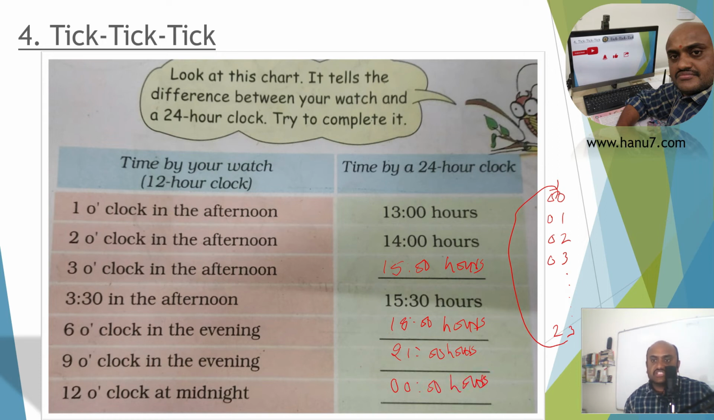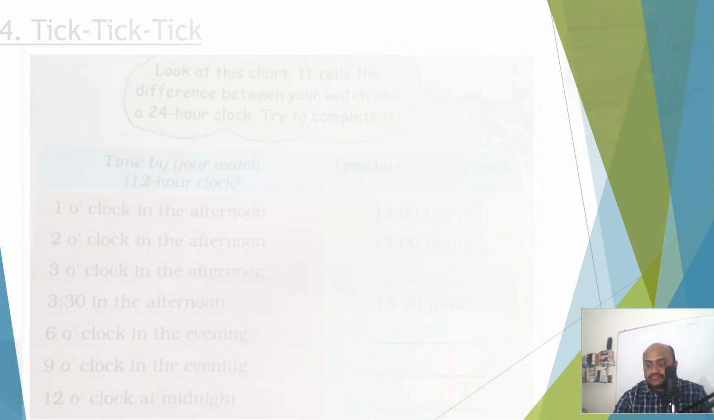It is midnight. Okay, so see here, 12 plus 1 is 13, plus 2 is 14, plus 3 is 15, and 3:30 means 15:30. You can even write 15:45, something like that, if you ask that question. 16 means 18, and then 6 o'clock means 18, 9 o'clock means 12 plus 9 is 19, plus 2 is 21, and then 12 o'clock at midnight is 0:00 hours. Okay, so like this you have to calculate the time.